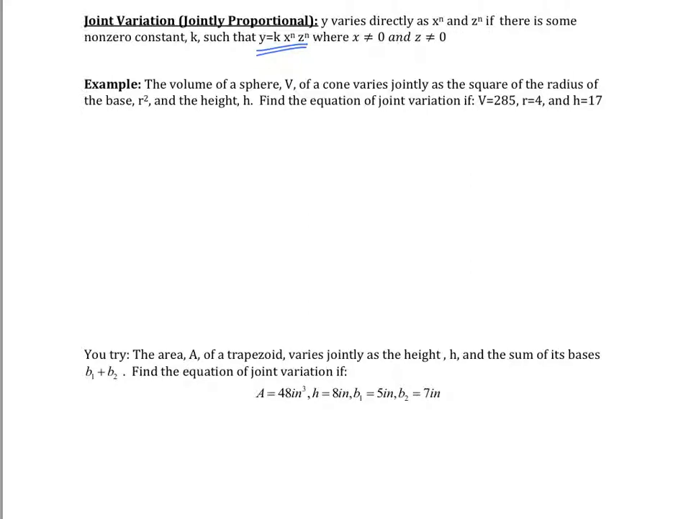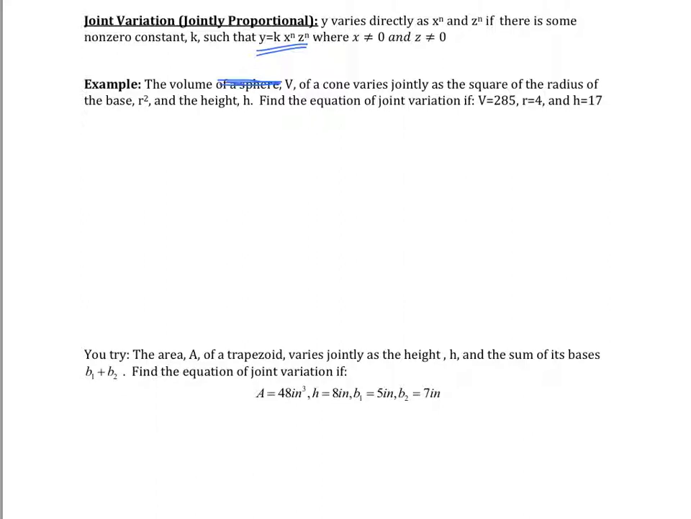So I have a little typo here. This should say the volume V of a cone varies jointly as the square of the radius of the base r and the height h. So in this case, volume is our y. That's what is depending on two other variables. The other variables are the radius squared and the height. Find the equation of joint variation if the volume is 285, r is 4, and h is 17.